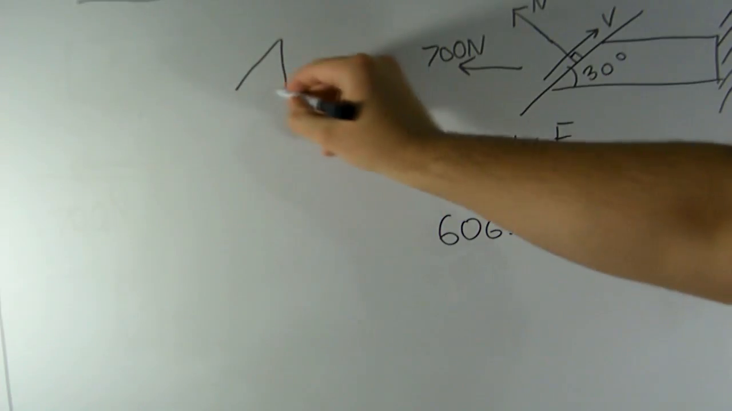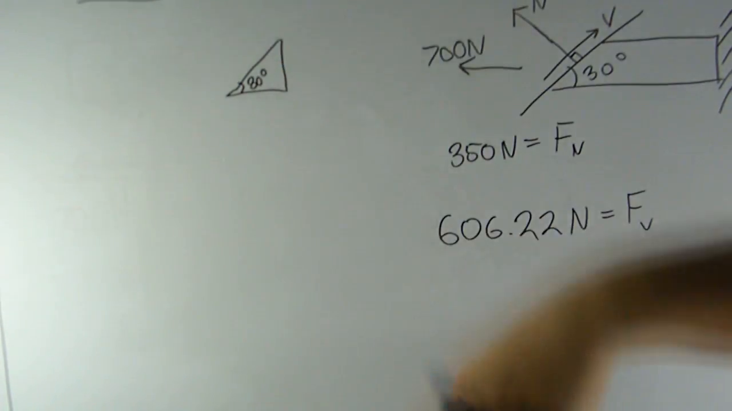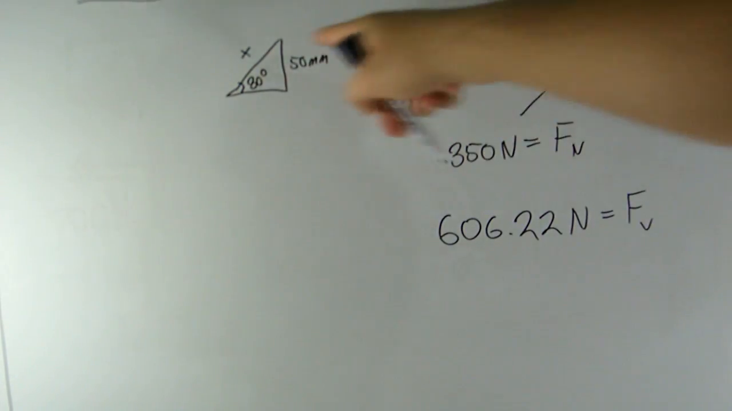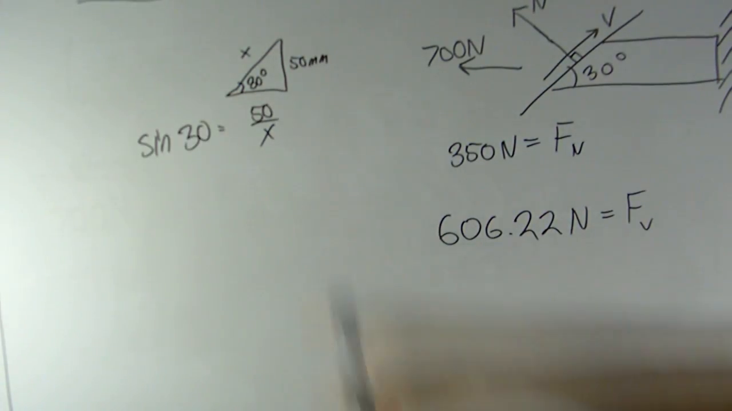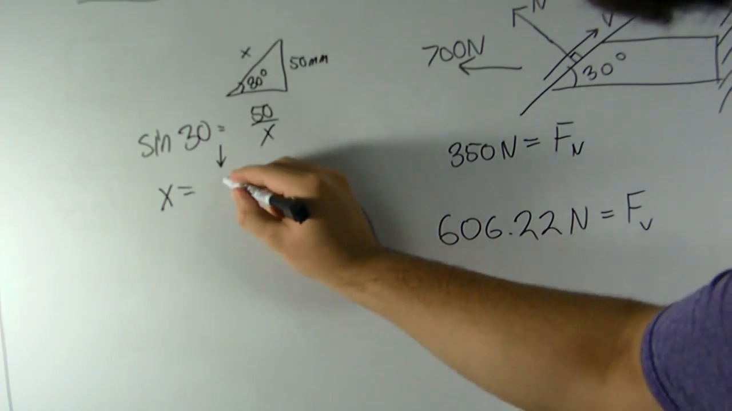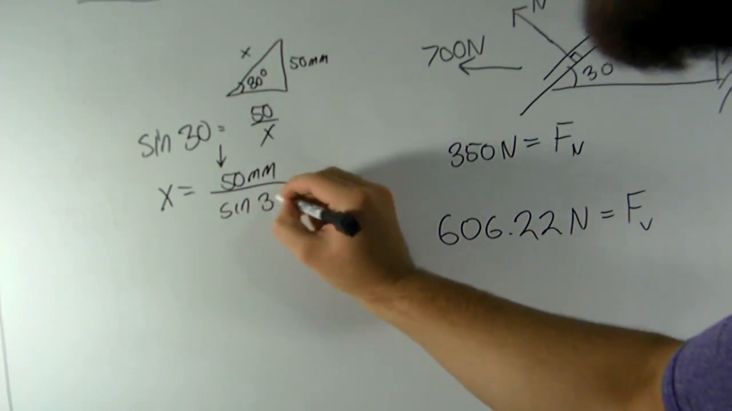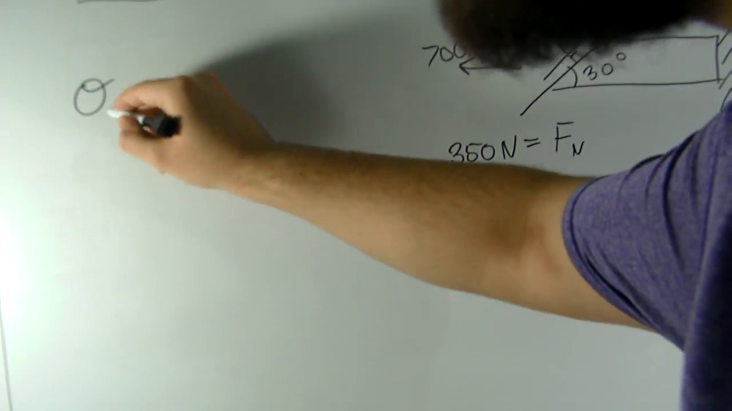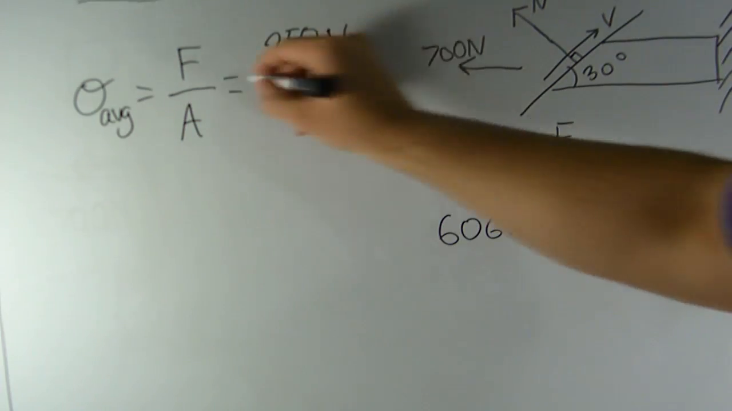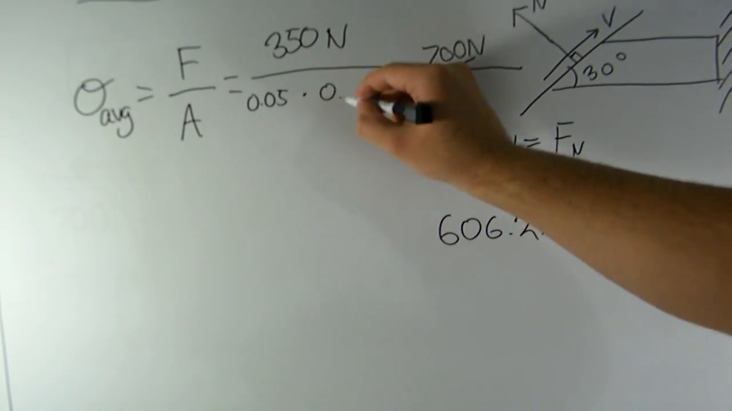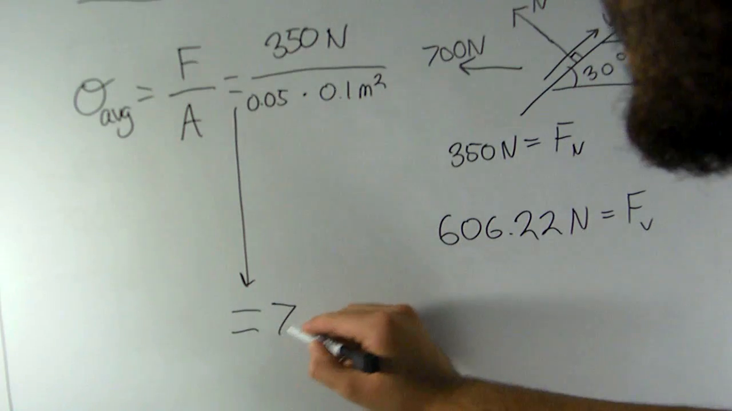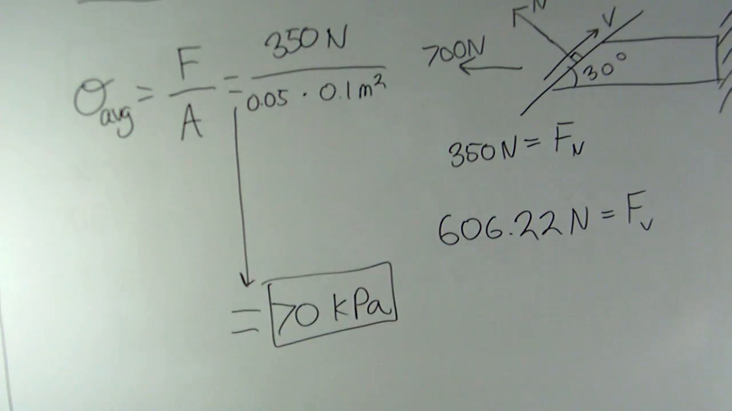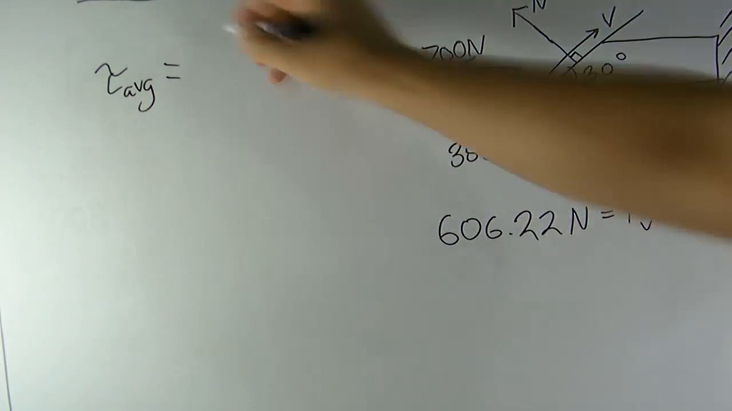606.22 newtons. Although we found the internal resultant normal and shear forces, we still need to find the dimensions of the cross-sectional area BB. This is easily calculable by forming another triangle and using trigonometric functions. We find that the height of the cross-sectional area is 100 millimeters. We now have the necessary information to calculate average normal and shear stress. Plugging in the numbers to their respective positions, we find that the average normal stress is equal to 70,000 pascals or 70 kilopascals. Calculate average shear stress in kind.